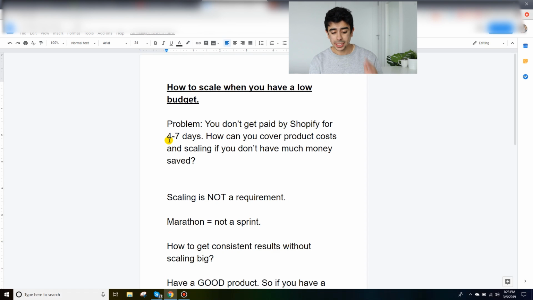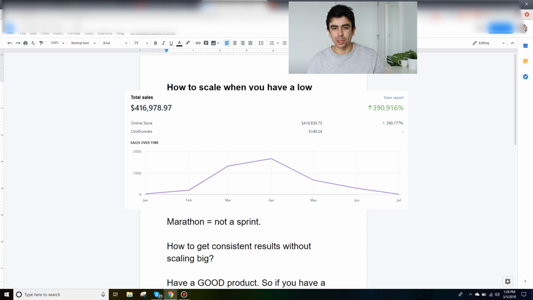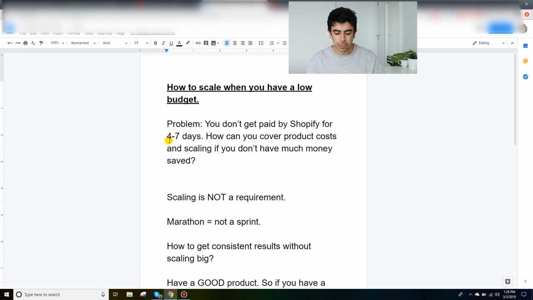Well, as I said, scaling is not a requirement, right? It's something that you can do to make more money, but if you can't do that right now, then don't, right? It's a marathon and not a sprint, and I'm gonna tell you one of the best ways to scale, not only for low budget people, but just in general, guys, to really have a good grasp on your business, because one of the biggest mistakes I've made in the past is scaling the business super fast. I'm like, man, I'm making so much money right now, and then 3 months later, it completely dies out because we just couldn't handle that sort of volume.